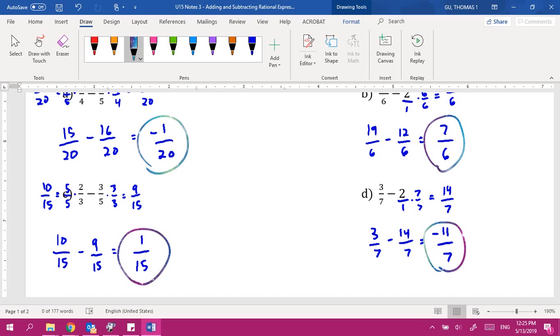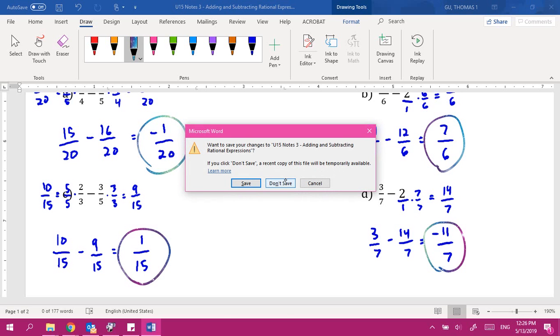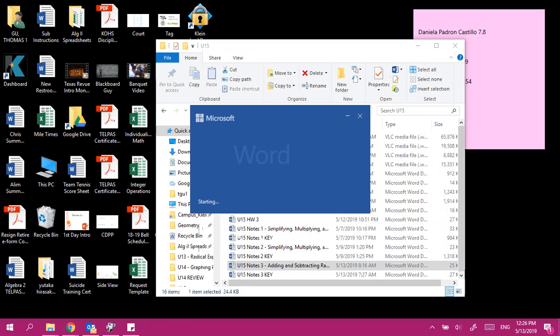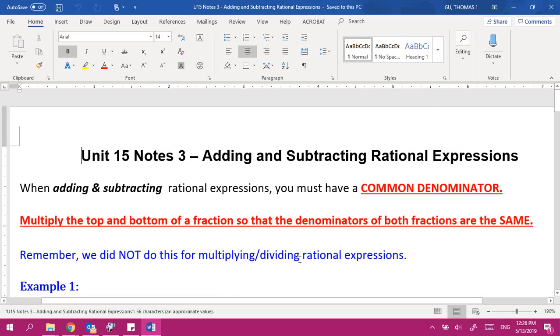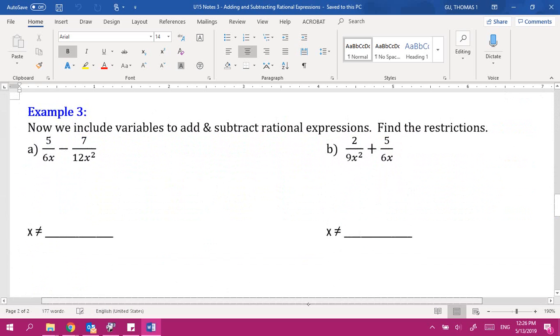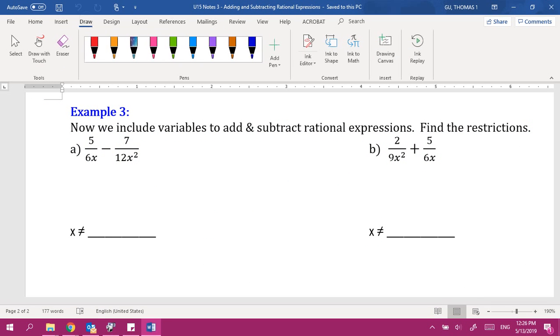All right, so let's turn to the back page. Let's actually get into these rational expressions now. I'm going to reopen this page because my computer's been messing up all day. All right, so on the back now, we're including the variables. So the very first thing we have to do is write our restrictions. So look at A. What would the restriction here be? X cannot equal 0, right?